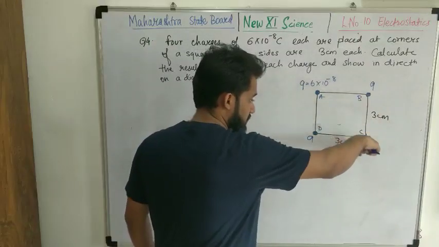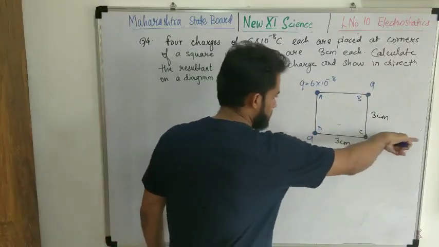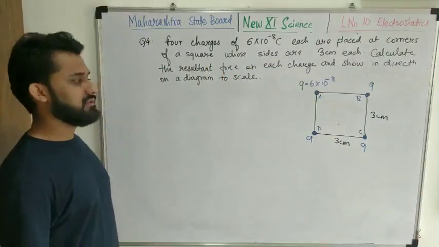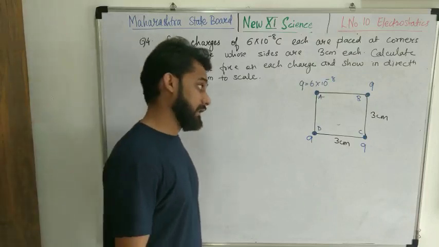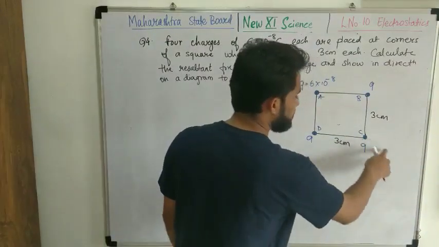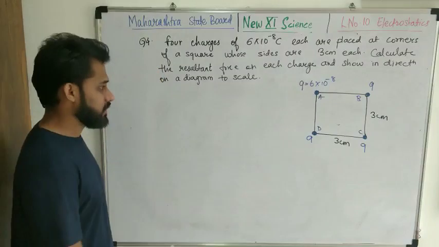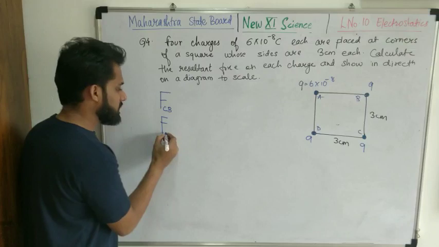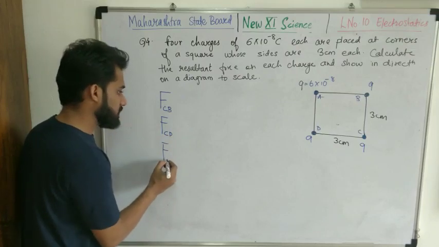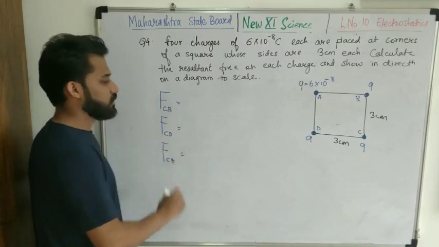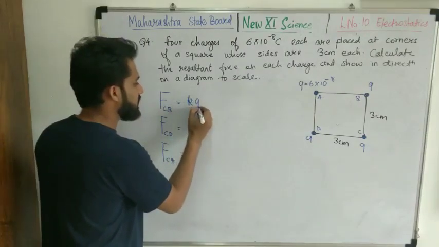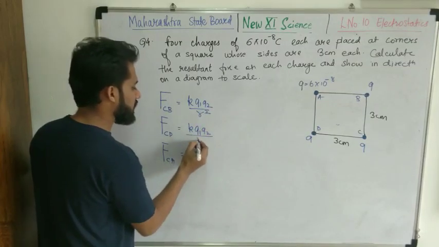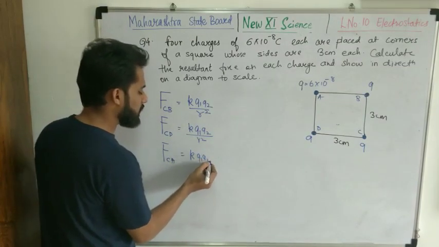Because of the force of charge B, because of the force of charge D, and because of the force of charge A. So if you calculate all 3 forces, then you have to add those three forces using the vector rules. So let us calculate the force acting on C because of B, on C because of D, and on C because of A. And as Coulomb's law formula is similar for all of them, K Q1 Q2 upon R square.